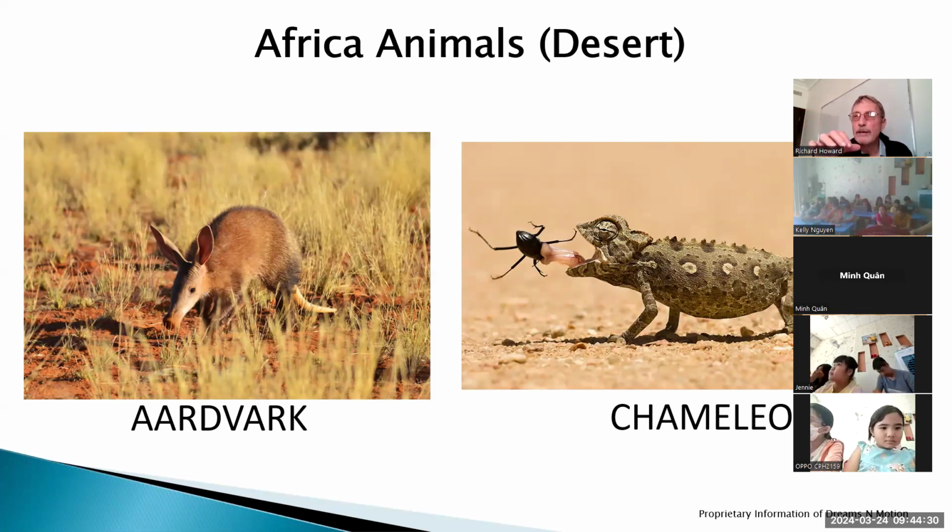One of the reasons why they have a long nose is they eat termites, ants, and insects. So they use their nose to go inside the ground to look for insects. Do you guys understand? If you see here, he has a long nose, and they use that to go inside the ground to search for food.